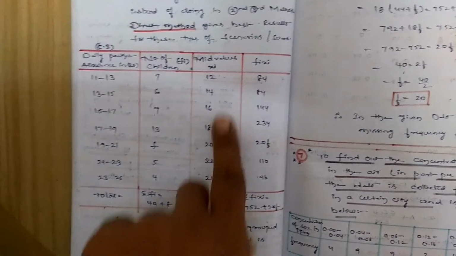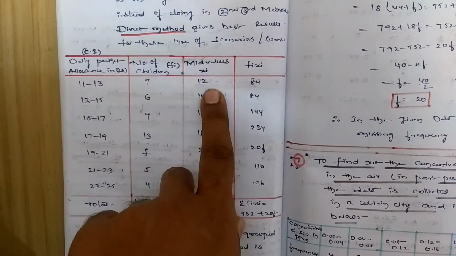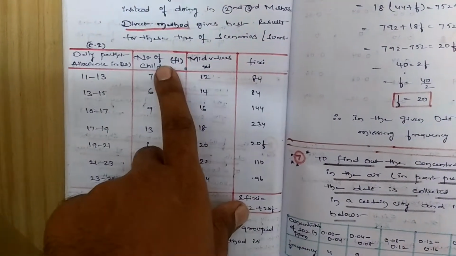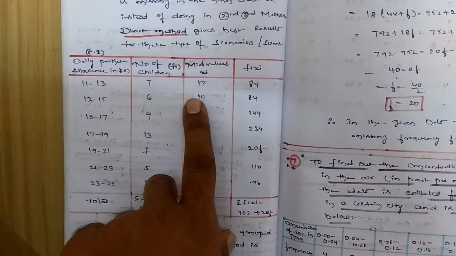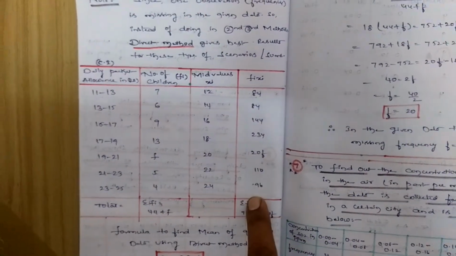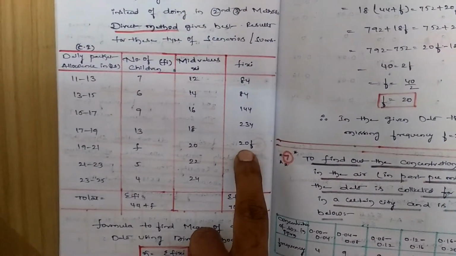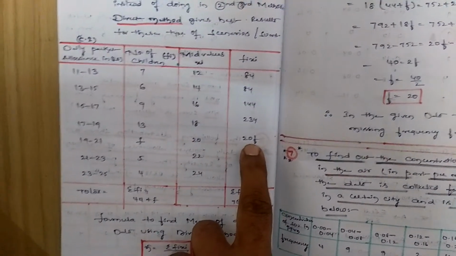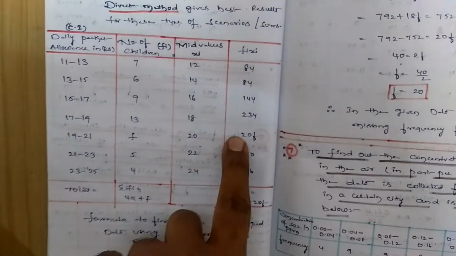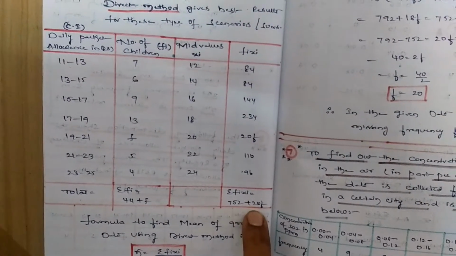Then you perform the product of the second column and third column, that is, frequency column and mid values column. 7 into 12 is 84. 6 into 14 is 84. Like that, do all the products of the second and third columns. Then you leave the 20f, since 20f is a literal value, so keep it as it is. Take the sum of all other observations and keep 20f separate. 752 is the total sum plus 20f.